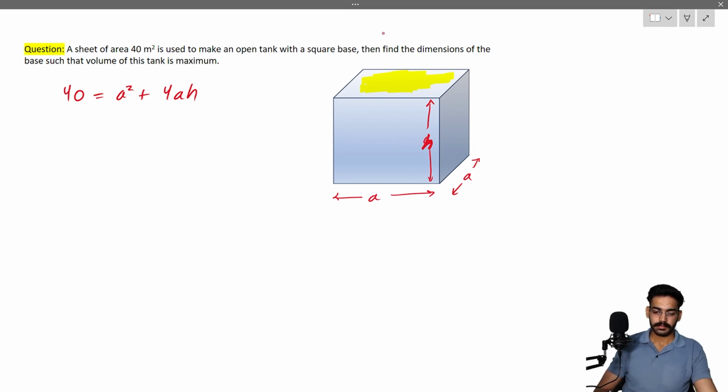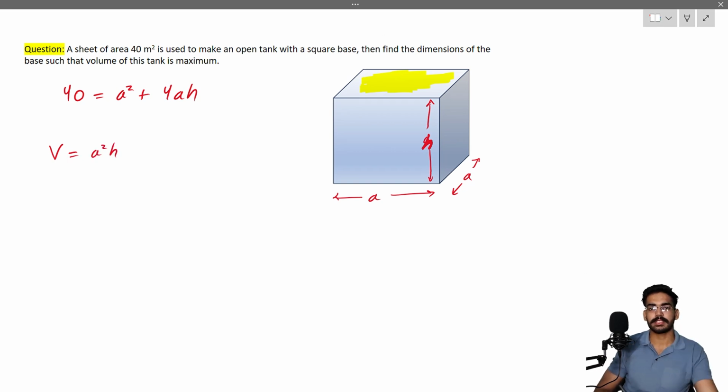I hope this equation you understood, right? So for 40 meter square area I am making one square base and 4 sides of this tank. Now what I want to maximize? I want to maximize the volume. So volume of this tank is how much? Tell me. A square into h, right?